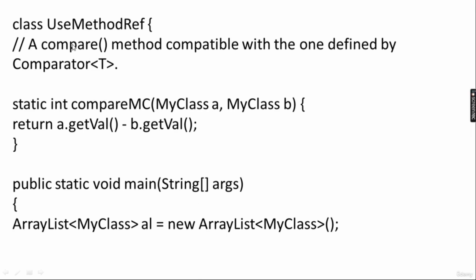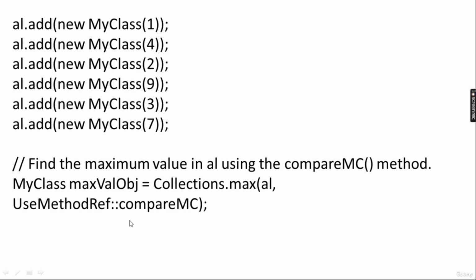So UseMethodReference is a class. Okay, then double colon, and which is the method we want to call. This is the static method. For a static method, how to call the method reference, how to pass it, using class name double colon method name. So since it is a static method, this is the class name, UseMethodReference double colon, and this is the method name we want to call, and on which we have to operate on this array list AL.